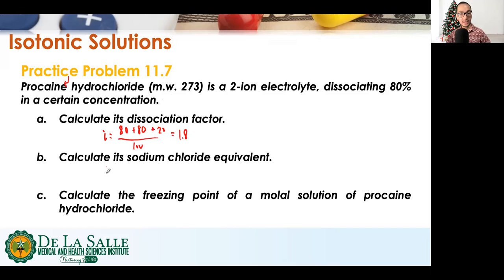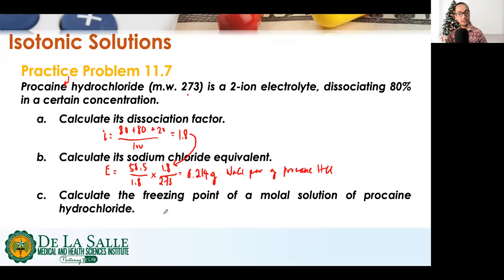Okay. Now calculate the sodium chloride equivalent of procaine hydrochloride. We again use the formula 58.5 divided by 1.8 times 1.8, this one, divided by 273. And so we have 58.5 divided by 273, and that's equal to 0.214. Again, the E value or the tonicity equivalent does not have any unit, but we can just say that this is grams of sodium chloride per gram of procaine hydrochloride.